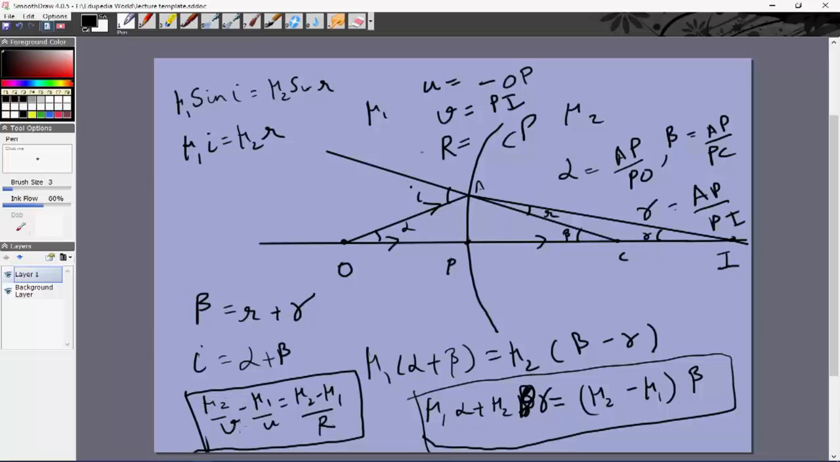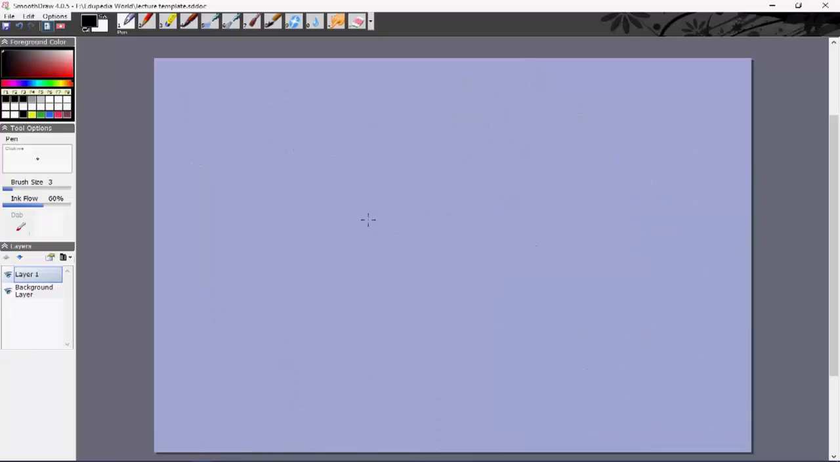This is the way I remember it. Mu2 is for v because v is towards the right and mu2 is the right side medium. So mu2 by v minus mu1 by u is equal to mu2 minus mu1 by R. Now we'll try to figure out the magnification, and just like in the case of mirrors, magnification does not mean anything for a point object, so we'll have to consider an extended object to calculate magnification.